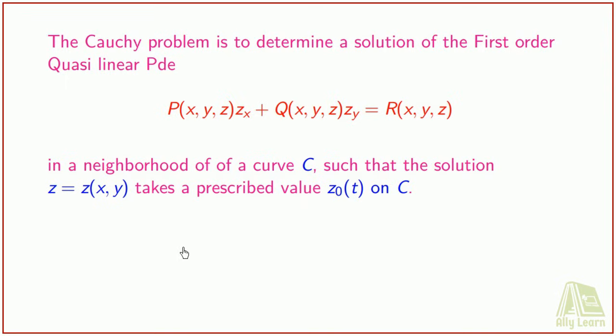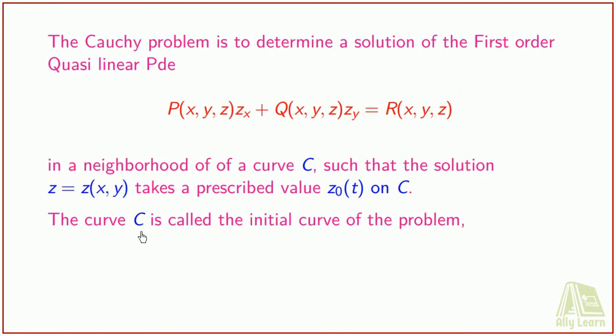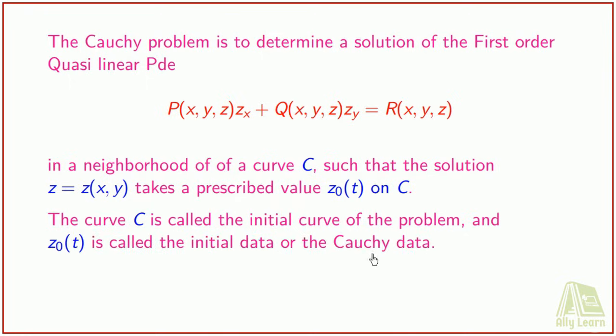So let's go again. In the Cauchy problem, we first find the general solution of this first order quasi-linear PDE and then use these initial conditions to get rid of the arbitrary function that we get in the general solution. And this curve C will be called the initial curve of the problem, and this value z0 will be called the initial data or the Cauchy data.